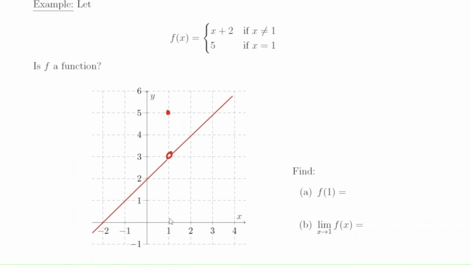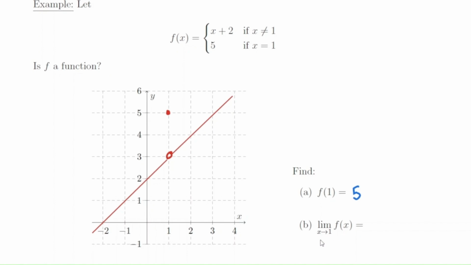Because when x is 1, it's not going to be defined to be 3 like we'd expect it to be. It's actually defined up here at 5. So the graph of this function looks like this. Now, what we could ask, though, is what is f of 1? Well, notice f of 1 is 5, right? Either based on this or based on the graph, we can see f of 1 is 5.